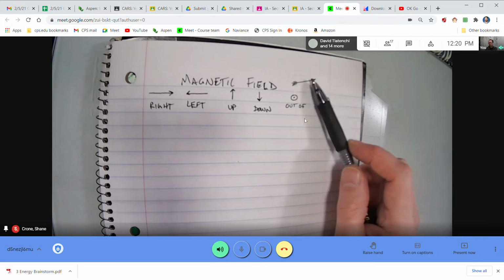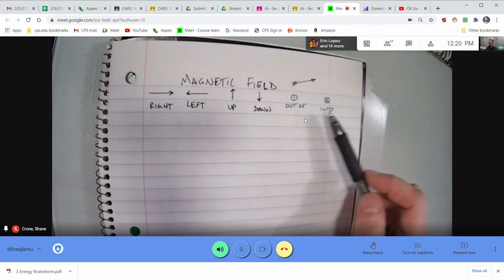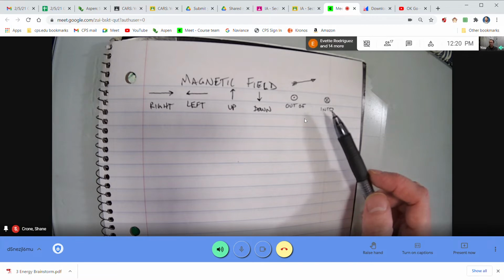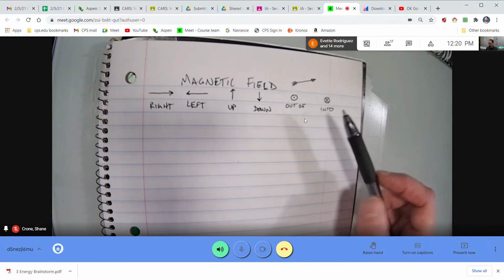You're either looking at the tip of the arrow or you're looking at the feathers, and that's what's being represented by these. So it's very logical. It does make sense. It's the best we can do on a flat piece of paper to represent three-dimensional space.